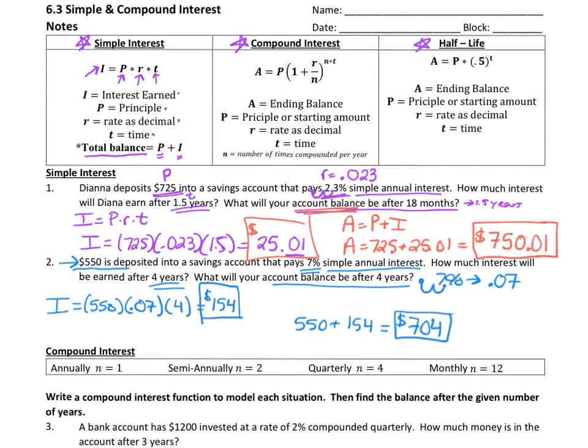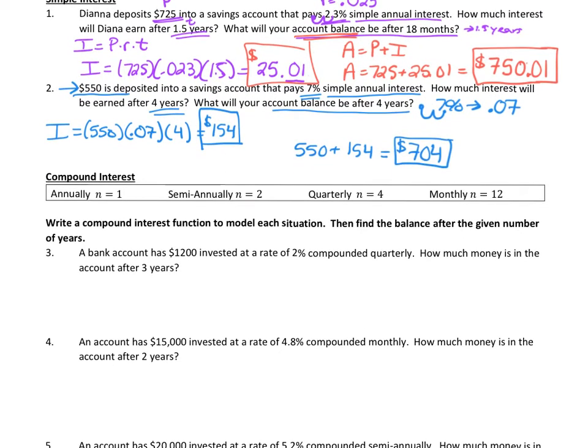So if we don't have simple interest, we have something called compound interest, which we're going to talk about next. Now, compound interest talks about how things are compounded. So if you notice in number 3, it says compounded quarterly. In number 4, it says compounded monthly. So we talked about that a little bit up here. So if it's compounded annually, that means once a year. So that's why our N in our formula is going to be 1.